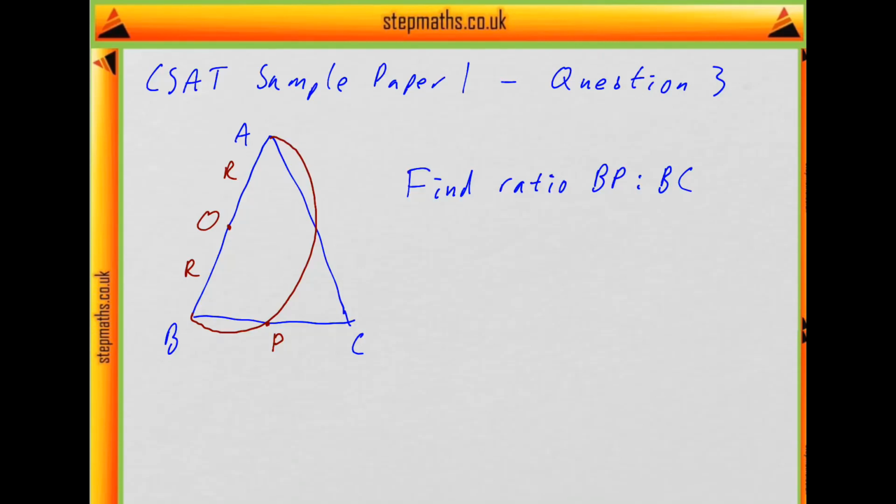This is question 3 from the first CSAT sample paper. So in this question we're given an isosceles triangle, and it's these two sides that are equal, so AB and AC. And we're told we draw a circle whose diameter is AB, so the centre's on AB in the middle and the radius is half of that side.